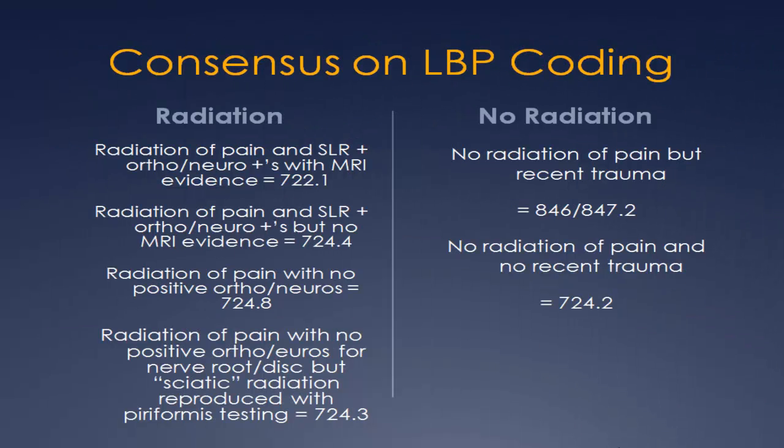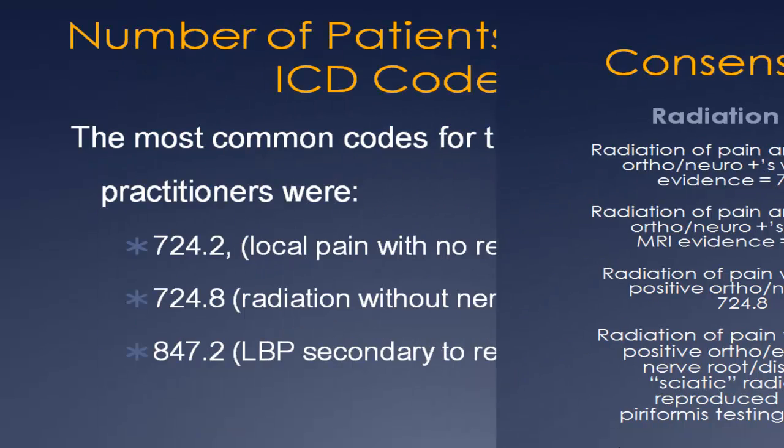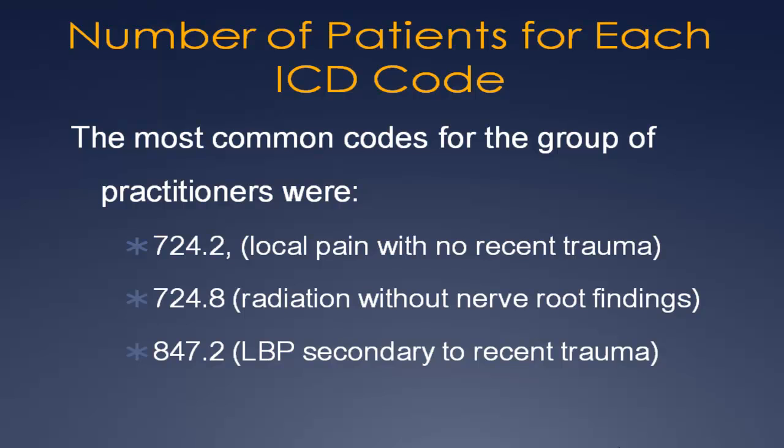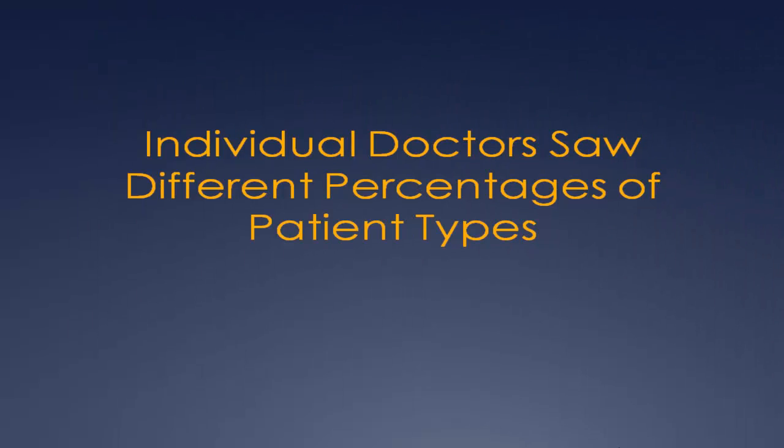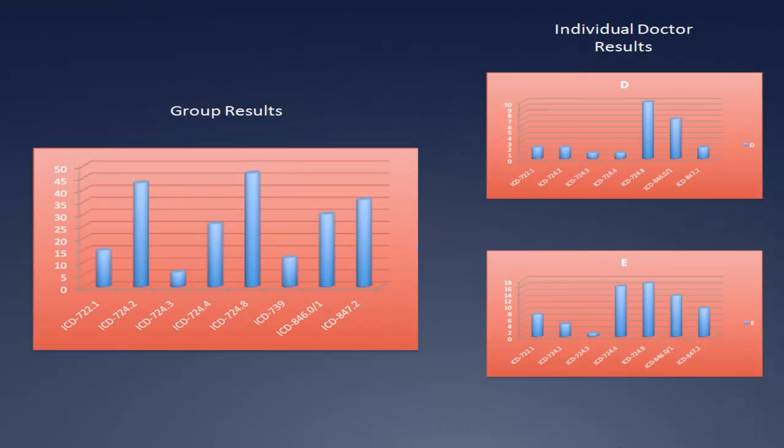Here's a list of our consensus codes. Here's the composite table for different patient presentations in our group of doctors' practices. Note that they are not equal in any way. Individual doctors saw different percentages of patient types compared to each other. We see the group averaged on the left and two individual doctors on the right.